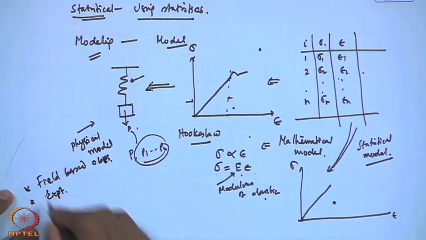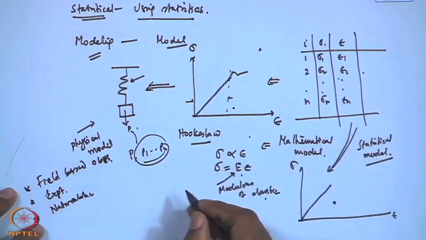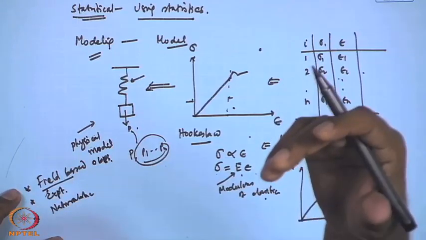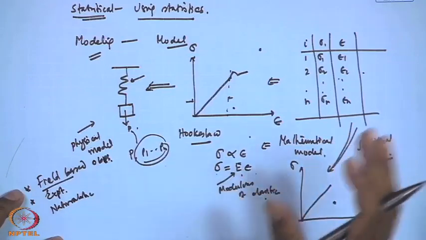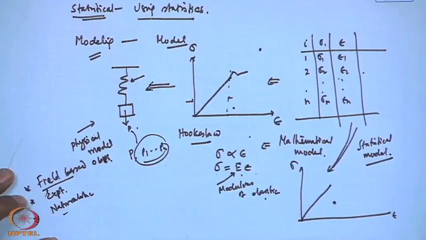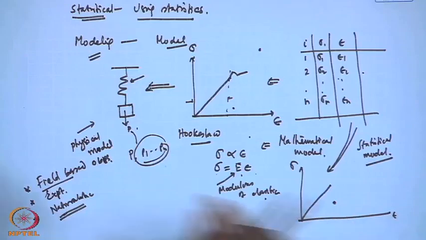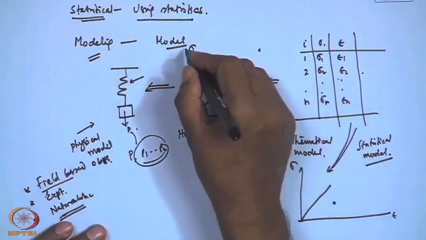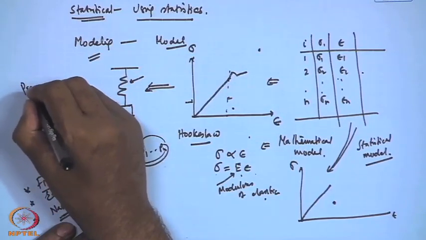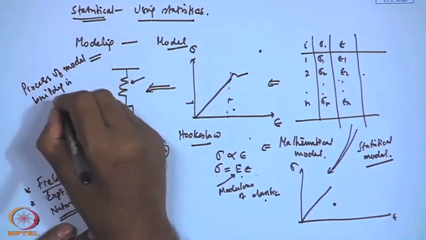Sometimes we will go for some naturalistic observation, as I talked about in the wild animal case. Field-based observation means, in the steel washer case, you go to the production shop and see what is happening there, collect data, and accordingly do some modeling. All those types of data collection mechanisms come under empirical modeling, and you have to understand all those things. So, there is this process of modeling: the process of model building is called modeling.